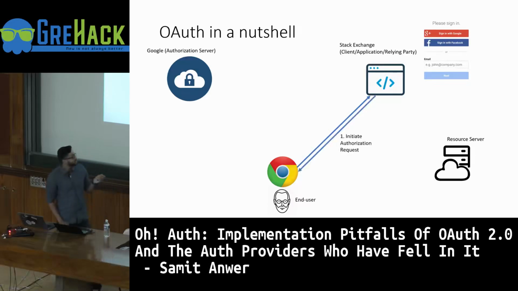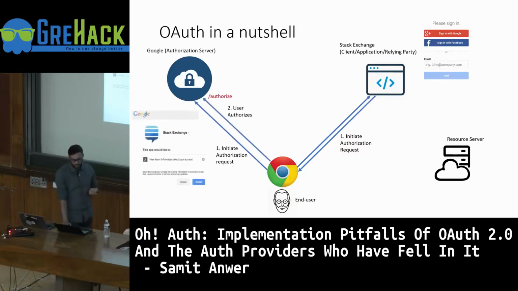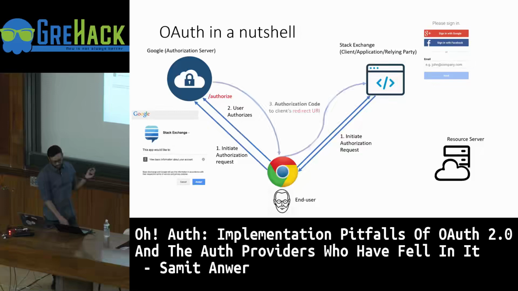and Stack Exchange will initiate an authorization request and redirect the user to the auth server, where the end user will be expected to log in. And after logging in, an authorization prompt will be shown to the end user where Stack Exchange is trying to access some information of the end user. Would you like to grant it or not? And once the end user accepts this authorization prompt, an authorization code is generated and sent back at the client's redirect URI. That's where the redirect URI is actually used. The redirect URI is nothing but the URI of the client application.